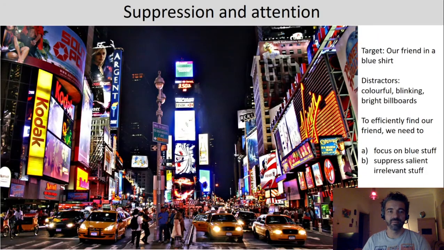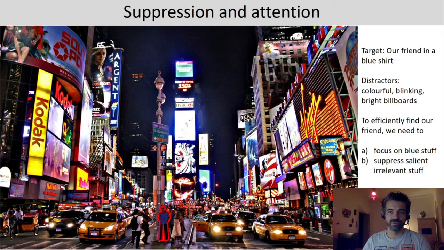To give you a real-world example, if we're at Times Square and our target is our friend that we want to find, and we know that our friend wears a blue shirt, then we would probably try to focus on all the blue items, and all the distractors would be, for example, the cars, the billboards, and so on.